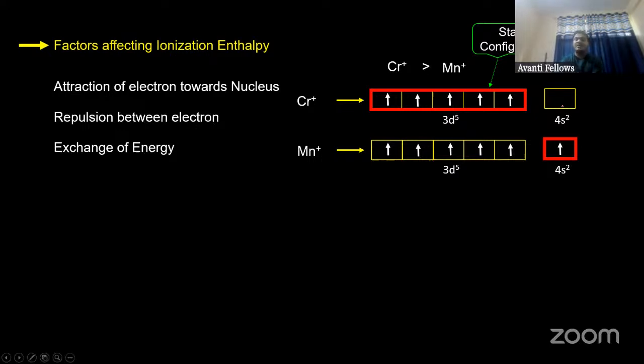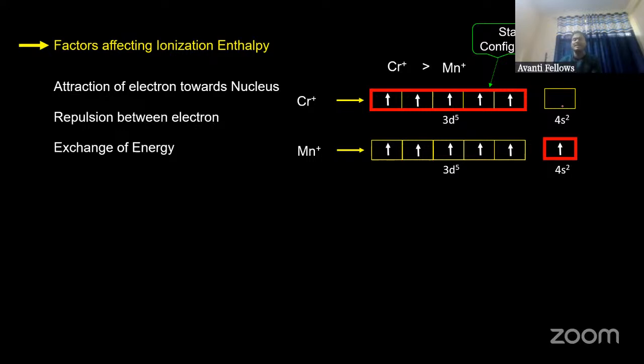Done. For example, if someone asks which of Cr+ and Mn+ will show more ionization enthalpy, let's consider their electronic configurations. The electronic configuration of Cr+ is 3d5 4s0, right? Now, the electronic configuration of Mn+ is 3d5 4s2. So in chromium, it is a stable electronic configuration. Why? Because it is half filled.